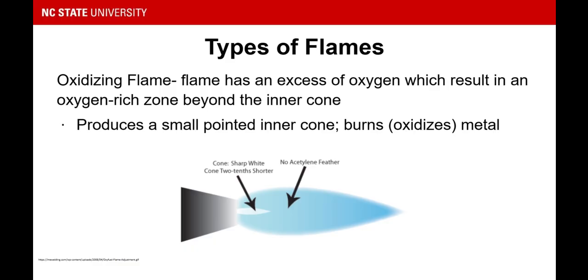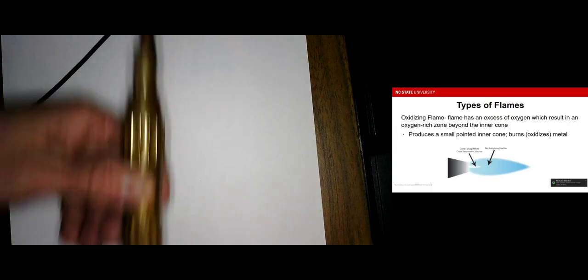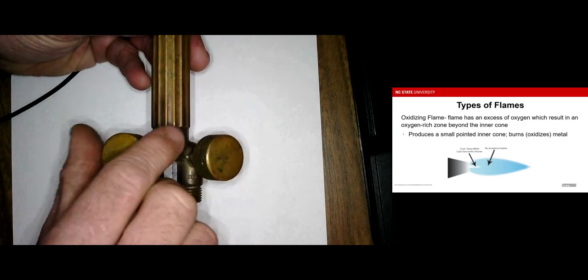So to summarize all this, we want to weld with a neutral flame. And the way that we adjust the heat of a torch is by the two knobs. Hold on just a second and I'll show you a torch setup. So here I have my torch. It sticks out this way, but here's the torch handle. Here are the two knobs I'm talking about. You see acetylene and oxygen.